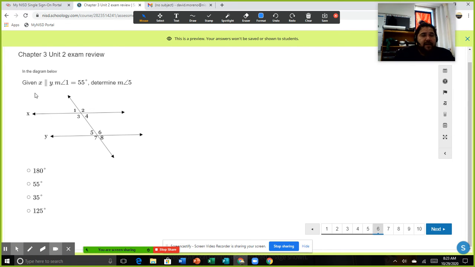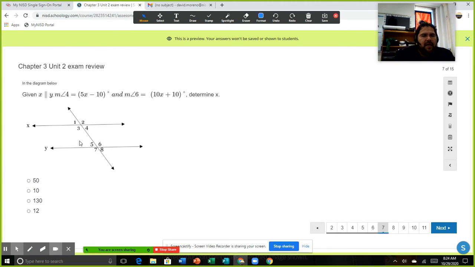Parallel lines. That's what it means. That's what these double bars mean. x is parallel to y. The measure of angle 1, so this angle right here, is equal to 55 degrees. Determine the measure of angle 5. Again, the lines are parallel. Those two angles are acute angles, right? So they're congruent. But they're also what we call corresponding angles. When lines are parallel, corresponding angles are congruent. So that means that the measure of angle 5 is also 55 degrees.